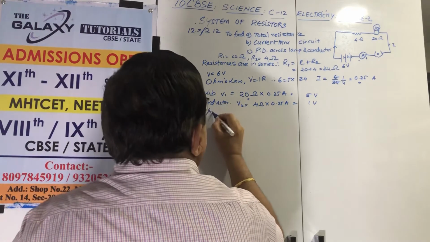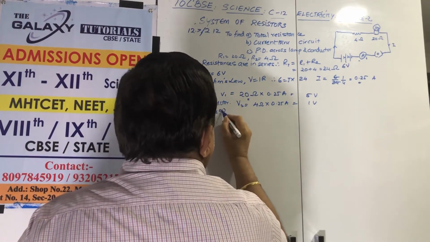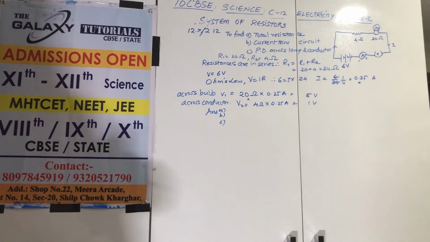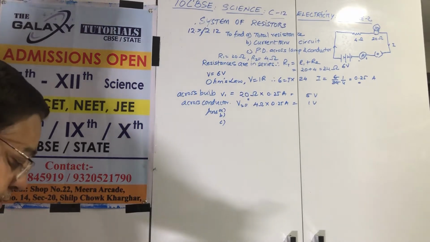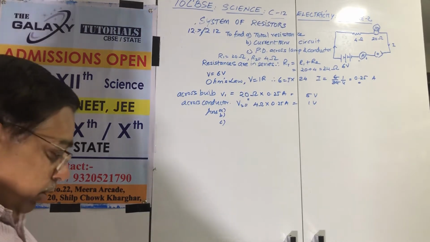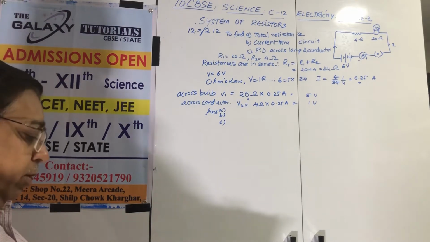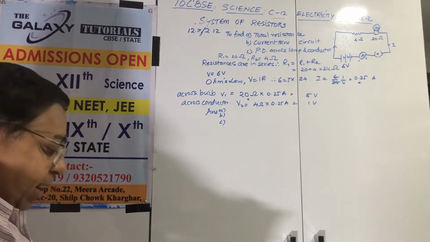Please write the answer separately as it is asked. Otherwise, half mark will go. Answer, total resistance of the circuit is 24 ohms and current through the circuit is 0.25 amperes and potential difference across lamp is 5 volts and across conductor is 1 volt. That is how to do the sum. Okay? Be careful, very nicely, carefully. We will look at one sum for parallel also.